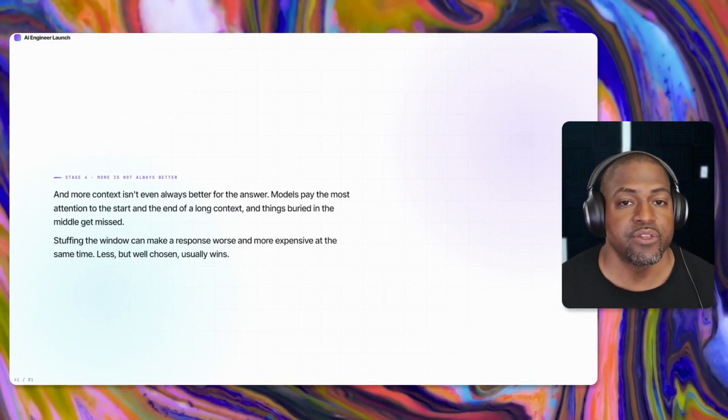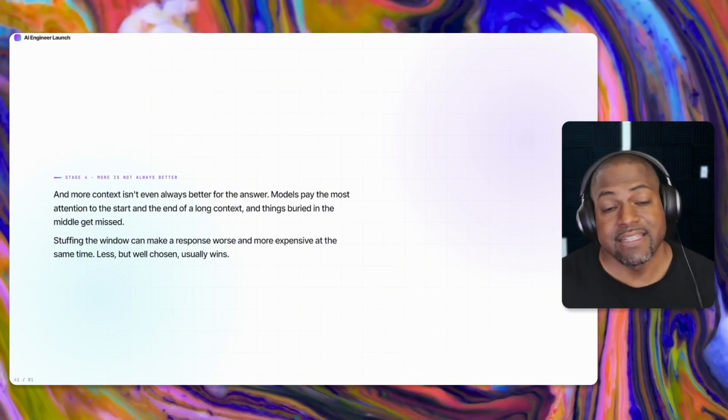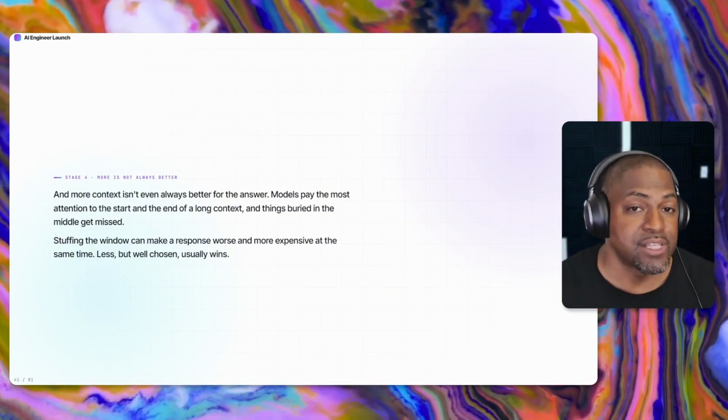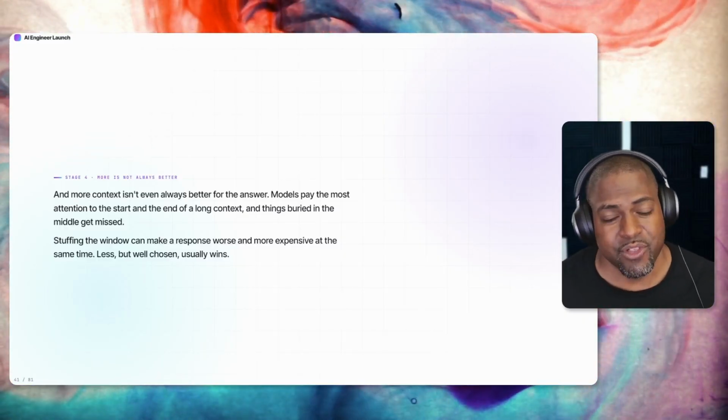Models pay the most attention to the start and the end of a long context. Things buried in the middle get missed. Stuffing the window can make responses worse and more expensive at the same time. Less, but well chosen, usually wins.